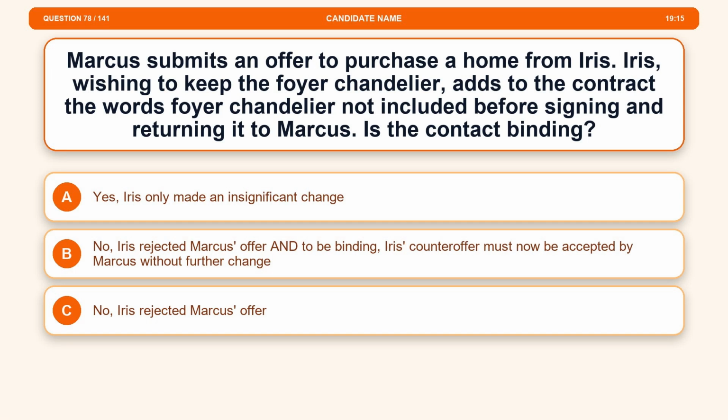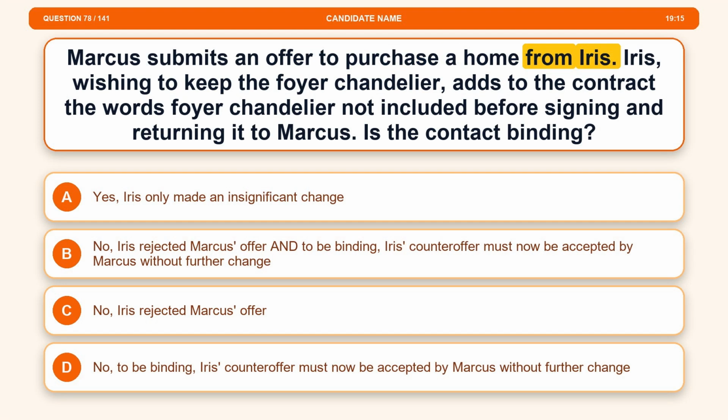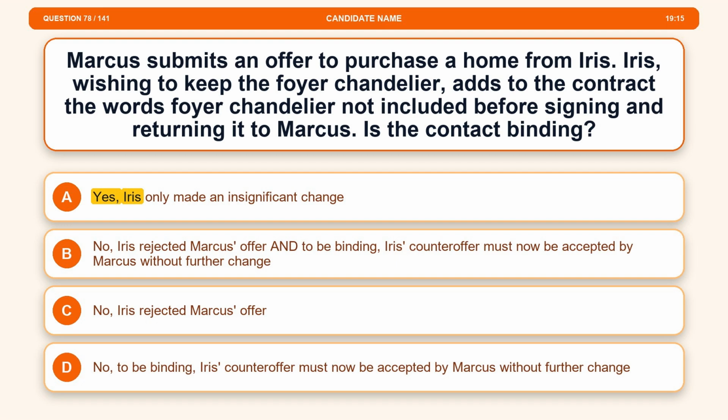Question 78. Marcus submits an offer to purchase a home from Iris. Iris, wishing to keep the foyer chandelier, adds to the contract the words foyer chandelier not included before signing and returning it to Marcus. Is the contract binding? Option A, yes, Iris only made an insignificant change. Option B, no, Iris rejected Marcus' offer, and to be binding, Iris' counteroffer must now be accepted by Marcus without further change. Option C, no, Iris rejected Marcus' offer. Option D, no, to be binding, Iris' counteroffer must now be accepted by Marcus without further change.